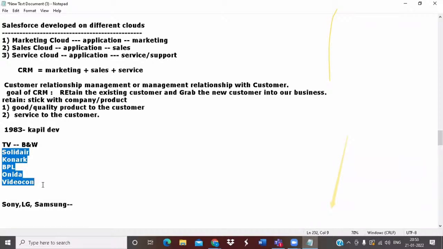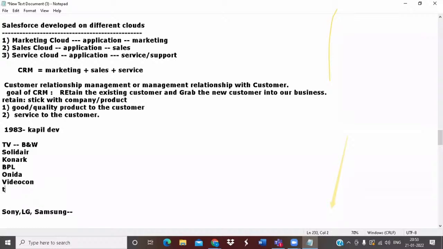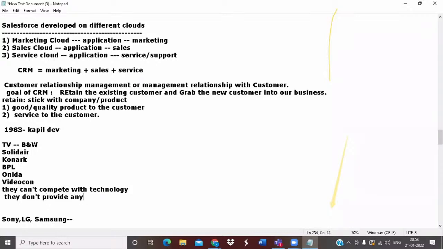There are two reasons. The first reason is they cannot compete with what? Technology. Technology. And also they do not provide any service to the what? Customer.